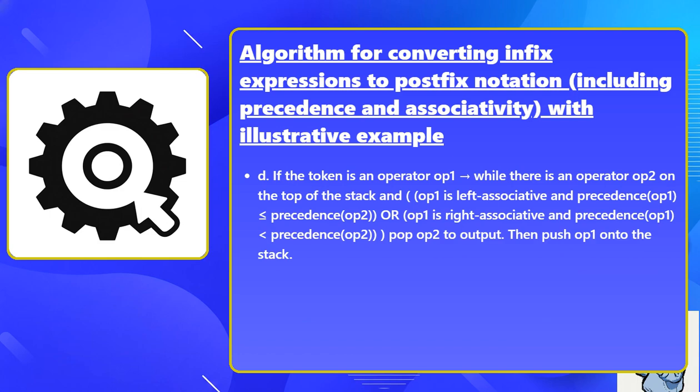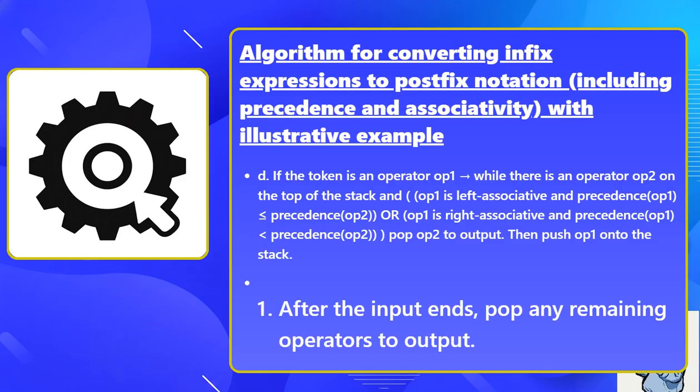D. If the token is an operator op1, while there is an operator op2 on the top of the stack, and either op1 is left associative and precedence of op1 is less than or equal to precedence of op2, or op1 is right associative and precedence of op1 is less than precedence of op2, pop op2 to output. Then push op1 onto the stack. 2. After the input ends, pop any remaining operators to output.